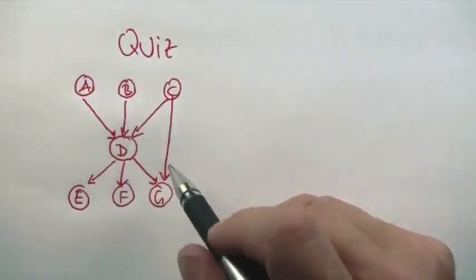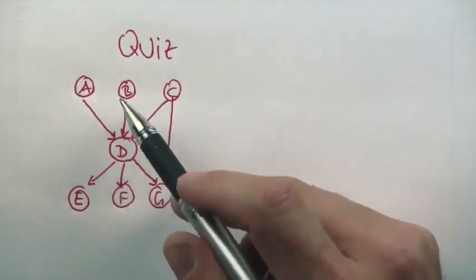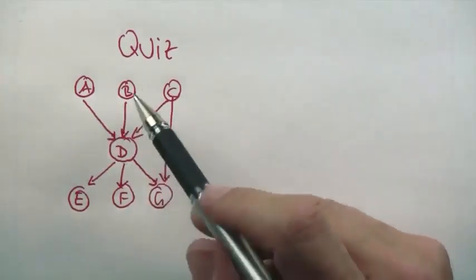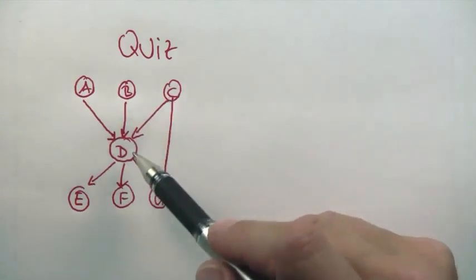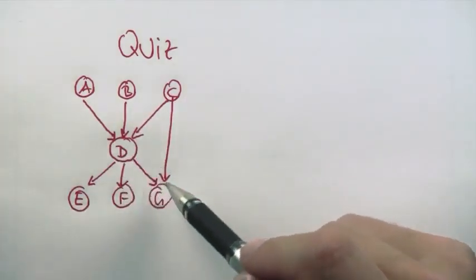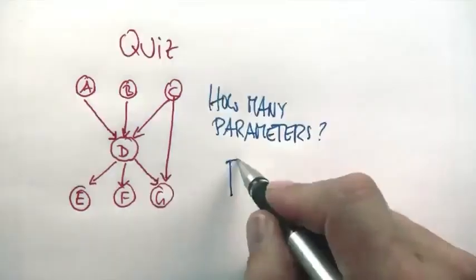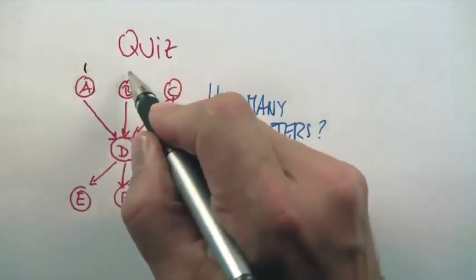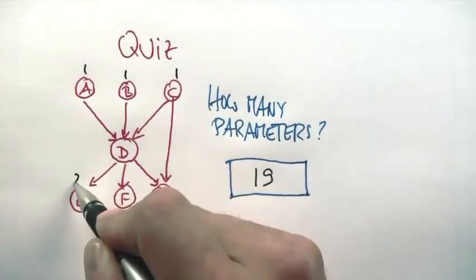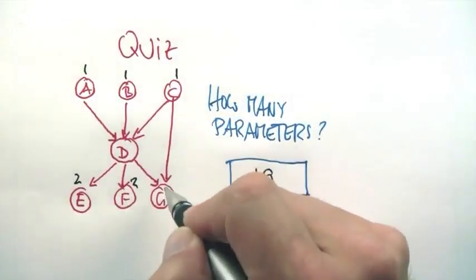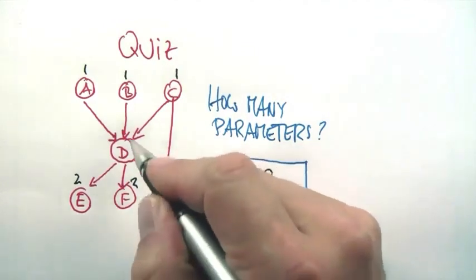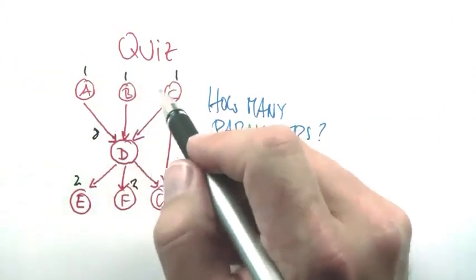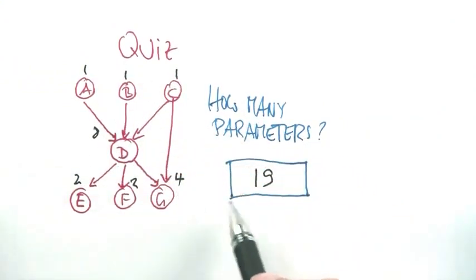Here's another quiz. How many parameters do we need to specify the joint distribution for this Bayes network over here, where A, B, and C point into D, D points into E, F and G, and C also points into G? Please write your answer into this box. And the answer is 19. It's 1 here, 1 here, 1 here, 2 here, 2 here, 2 arcs point into G, which makes for 4, and 3 arcs point into D. 2 to the 3 is 8. So we get 1, 2, 3, 8, 2, 2, 4. If we add those up, it's 19.